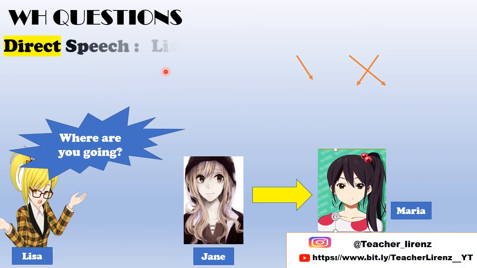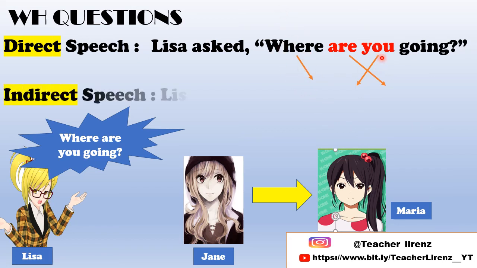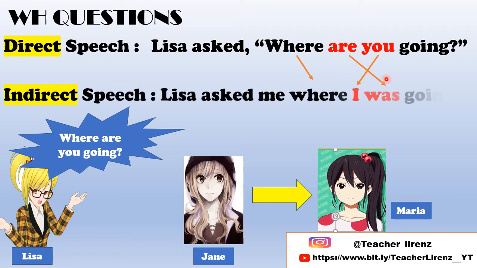The direct speech: Lisa asked, "Where are you going?" The indirect speech: Lisa asked me where I was going. Where, we still use where. We still use the WH question word. And then the subject, you becomes I. And then to be becomes, still with to be, but we have to change it into past tense.